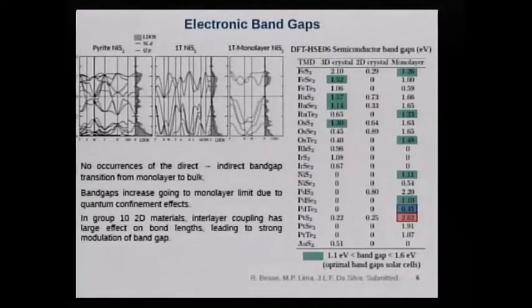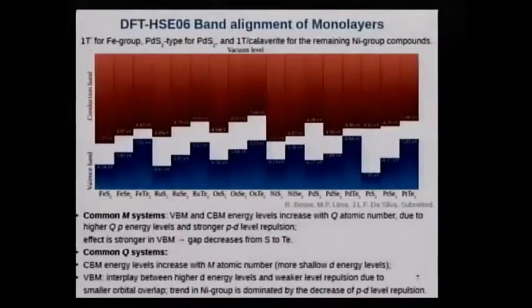I also emphasize that we have identified 17 semiconductor monolayers with band gaps going from 0.45 eV to 2.62 eV. These semiconductor monolayers are the 1T prime monolayers of the iron group, the palladium sulfide monolayer, and the 1T or calaverite monolayers, because they are very similar in these materials, for the remaining materials of the nickel group. This is a plot of the conduction band and valence band offsets of these semiconductor monolayers.